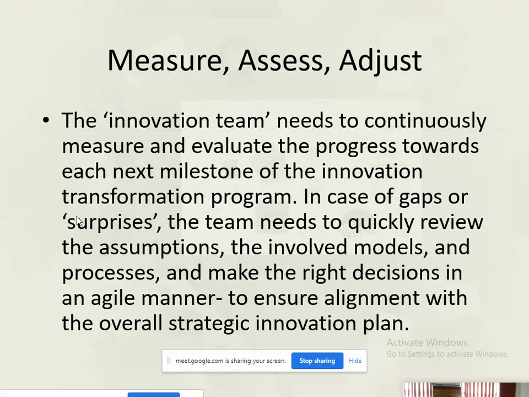That means the innovation team needs to continuously measure and evaluate the progress towards its next milestone of the innovation transformation program. In case of gaps or surprises, the team needs to quickly review the assumptions, the involved models and processes, and make the right decisions in an agile manner to ensure alignment with the overall strategic innovation plan. And if there is any gap, they must stick with the strategy and with the innovation plan also.